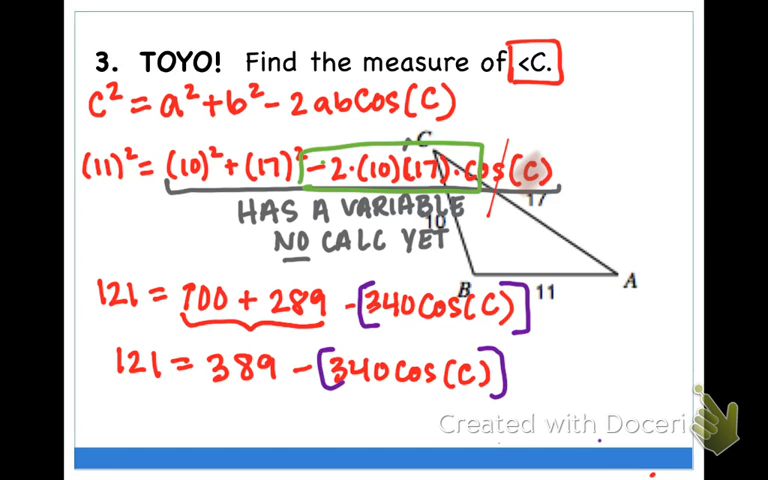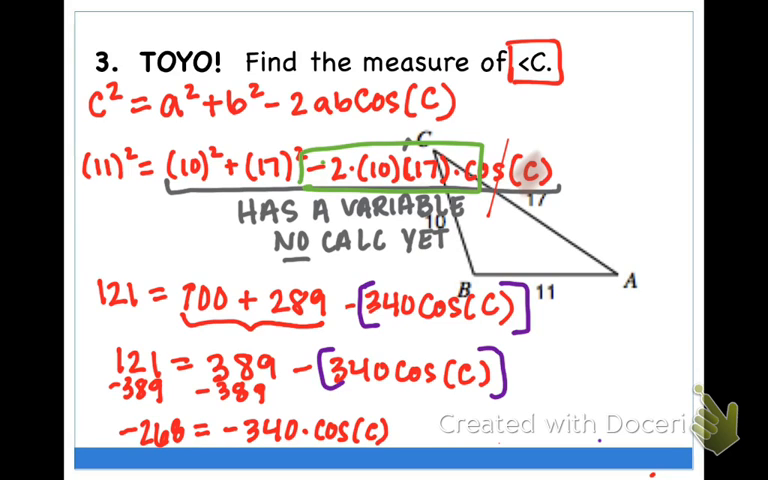But what I want to do is solve. I want to get that purple box alone first. Before I can get to C alone, I need to get the purple box alone first. So we're going to do some algebra. We're going to subtract 389 from both sides. And if we do that, we should get -268 on the left equals, now I've got just the purple box, -340 times cosine of C.